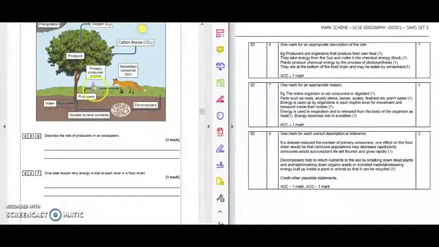Well, if there are fewer rabbits, then there's going to be fewer secondary consumers or foxes, because they will have less food to eat. On the other side, if there are fewer rabbits, then the primary producer, in this case the grass, is going to grow and grow because there's less rabbits to eat them. So you can talk about either side of the argument there.